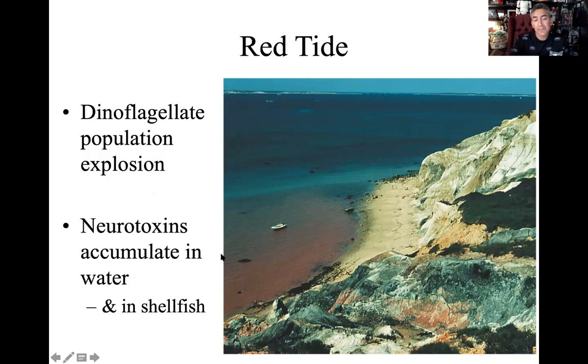Now, as we mentioned, they do release neurotoxins. So you have all of these dinoflagellates where there's maybe just a tiny bit released by each one, but now you have millions and billions and trillions of these things. It can become significant. As the neurotoxin accumulates in the water, it can be harmful to fish, to shellfish, to creatures that live in that area.